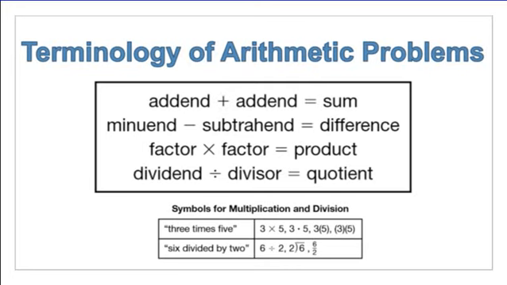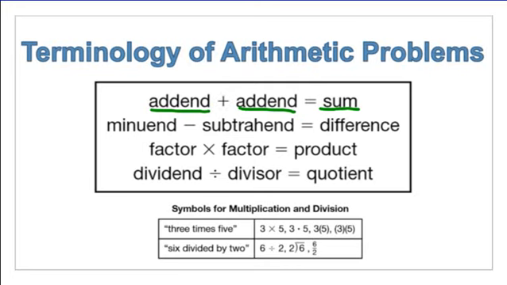So when you're looking at an addition problem, the two numbers that you add together are called the addends. And the answer to every addition problem is called a sum. So if they ever ask you what is the sum of these two numbers, that's a clue that tells you you're supposed to add the numbers.